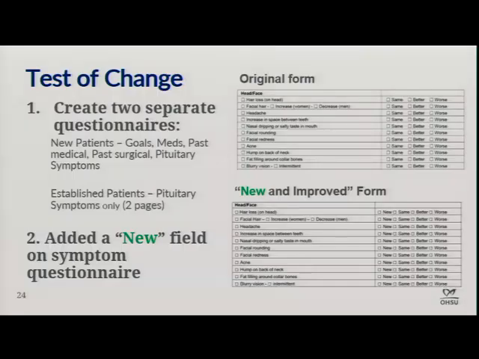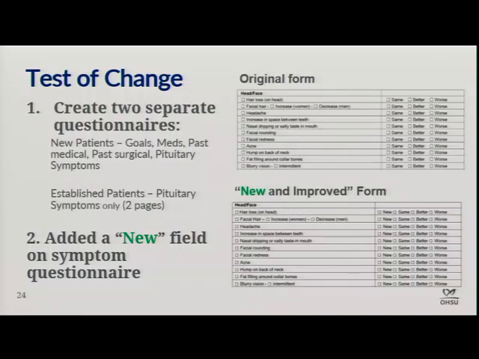So our tests of change. First, what we did was we created 2 separate questionnaires, one for new patients, which did include a lot of their pertinent past medical history, past surgical history, current medications, and then we also had an established patient questionnaire, which was only the pituitary symptoms, which went from 5 sheets down to 2.